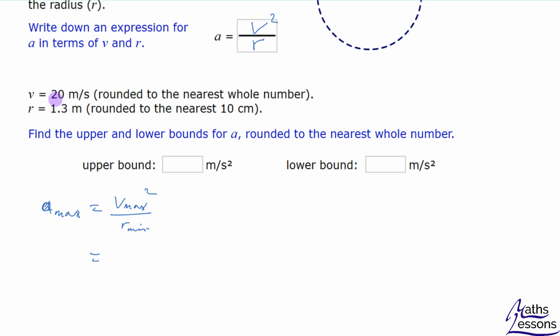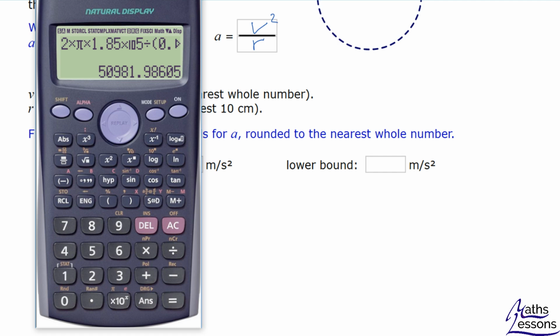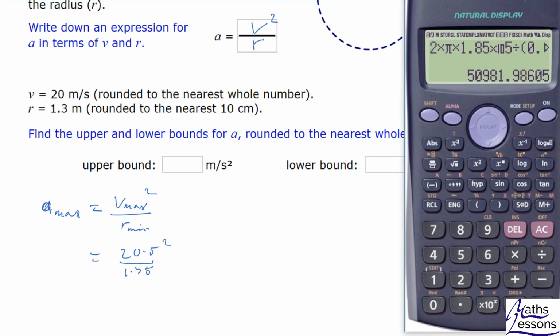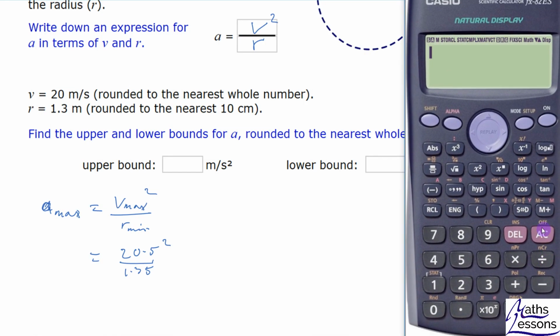So v max, if that's the nearest whole number, is going to be 20.5 squared. And if it's just nearest 10 centimeters, the next one up will be 1.4 meters. So therefore, it's going to be 1.35 that we divide by here. And that's 20.5 squared divided by 1.35 gives us 311.29.